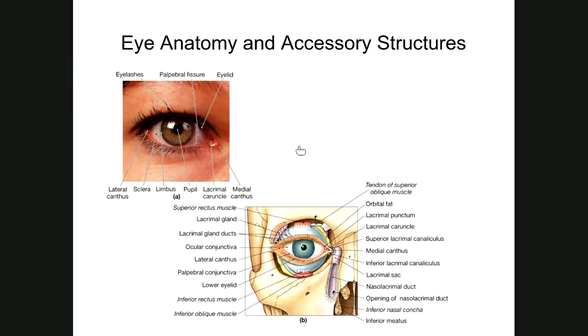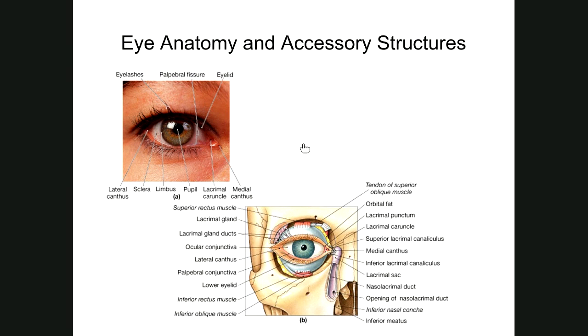The palpebral fissure, F-I-S-S-U-R-E, that's the opening that your eye sees through when your upper and lower eyelids open up. The upper one raises and the lower one goes down. It exposes your eye. Your eye is looking through the palpebral fissure. So this definition here is the opening between the upper and lower eyelids.